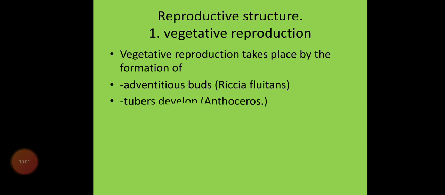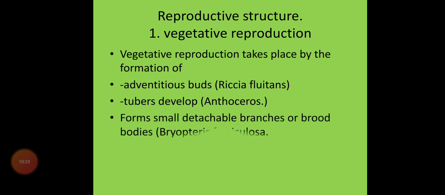Another method of vegetative reproduction is tuber development. Tuber development can be observed in Anthoceros. Vegetative reproduction means that without sex cells, without the involvement of gametes, a plant body divides into many pieces, and each piece develops into a new plant. Tuber formation is a good example, in Anthoceros.